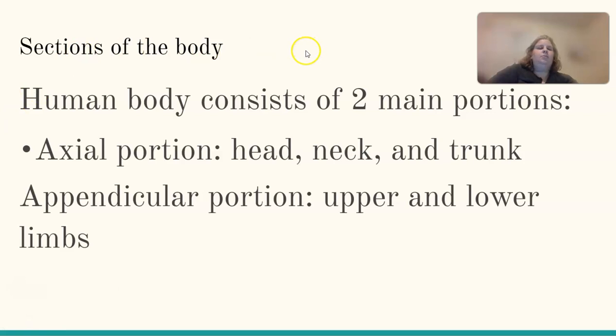So we have two major sections of our human body. We have an axial portion, which consists of your head, neck, and trunk. Then we have our appendicular portion, which is the upper and lower limbs, so your arms and your legs, your toes, all of those things. Your trunk is where your stomach and your ribs and things like that are. So those are the two main sections of our human body.